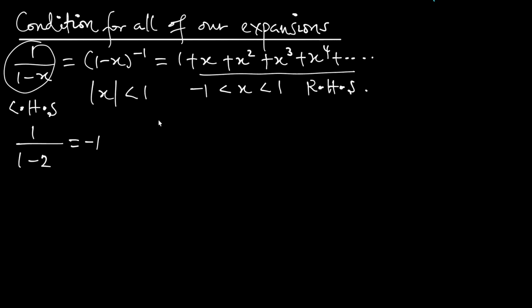If you substitute that 2 into the right-hand side, that is our expansion, we're going to have 1 plus 2 to the power of 2 plus 2 to the power of 3 plus 2 to the power of 4, and so on. Obviously, if you compare the left-hand side and the right-hand side, you're going to see that negative 1 cannot be equal to all of this. And so that has to be borne in mind, that you should not assume that the value of x goes for any number. All right, so it has to be between negative 1 and 1.